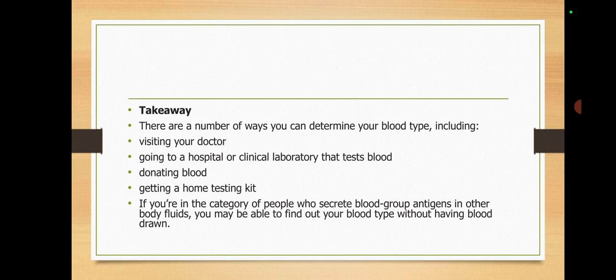Takeaway: there are a number of ways you can determine your blood type, including visiting your doctor, going to a hospital or clinical laboratory for the blood test, donating blood, and getting a home testing kit. If you are in the category of people who secrete the blood group antigen in your body fluids, you may be able to find out your blood type without having blood drawn.